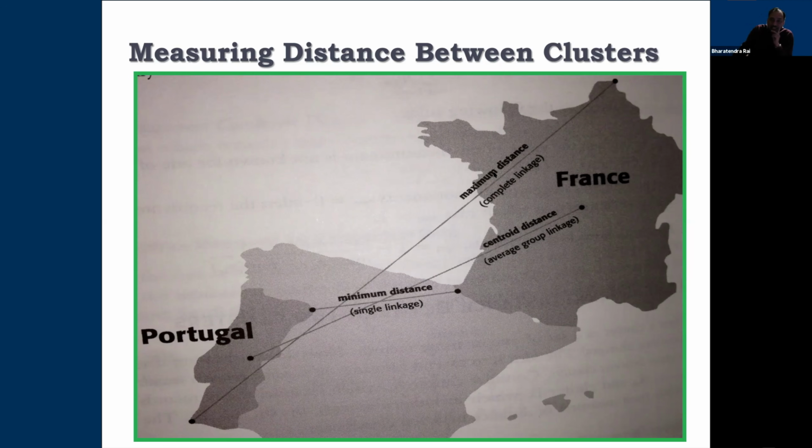So maximum distance. Or take a centroid, find the center of gravity of this irregular structure. So find the centroid value, and from that point you measure the distance between the two places. So these are popular ways of measuring distance between clusters. You can think of France as one cluster and Portugal as another cluster.